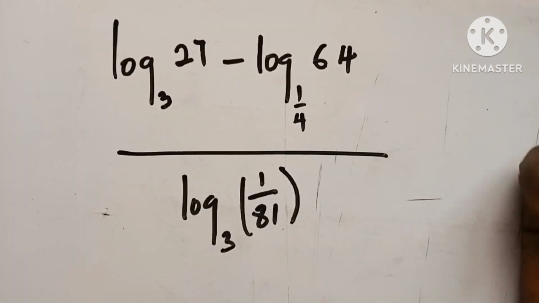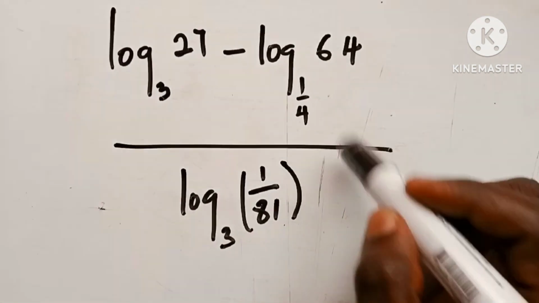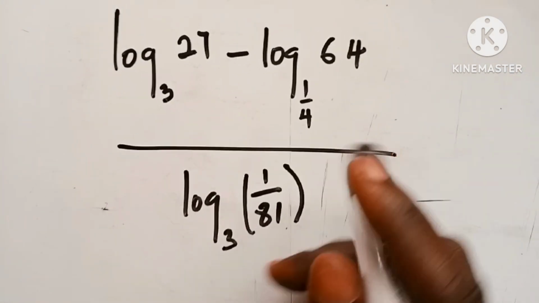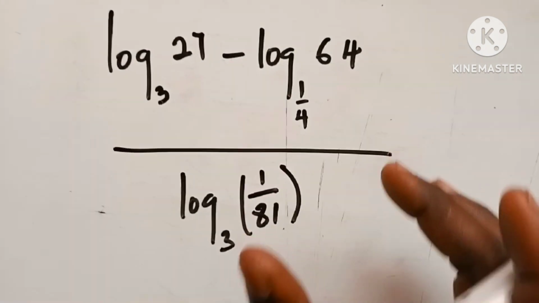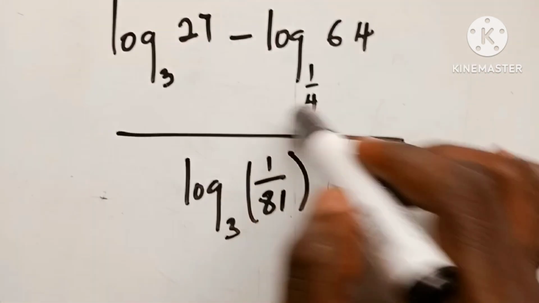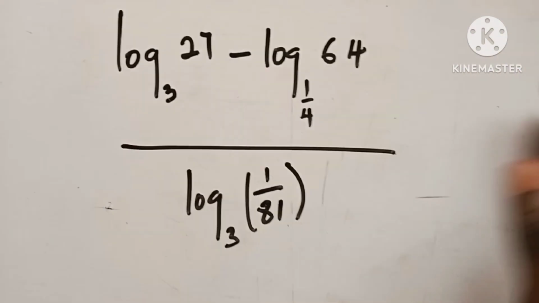Now, you can see once again the bases are different. This is base 3, this is base 1/4, this is base 3. Okay, what are you going to do here? You just have to look at each member one by one. You see this is one member, this is another member, and this is another member, and then decide what to do with each member.